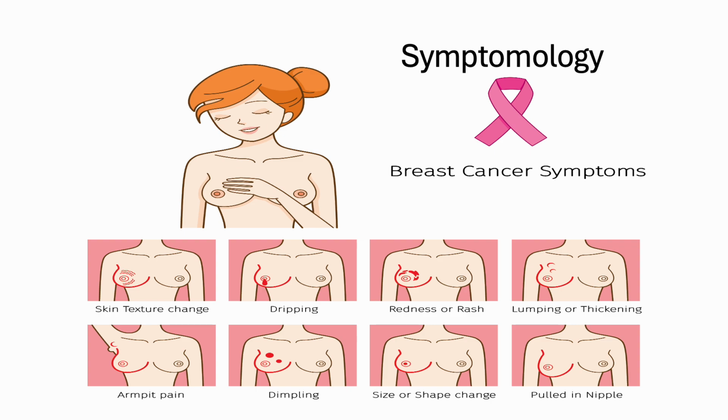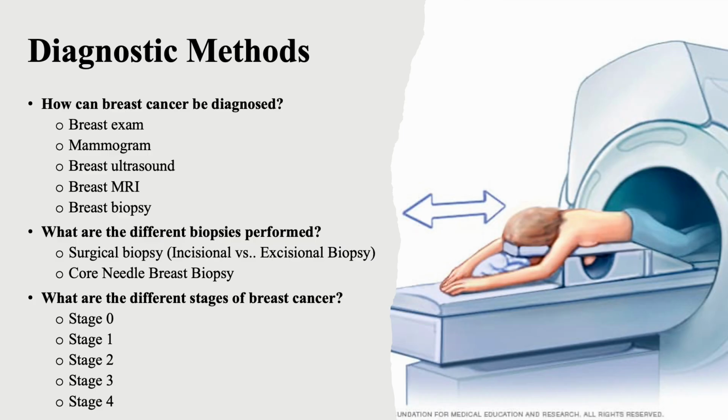Symptomology. Breast cancer can manifest itself in different areas. In this slide, we will talk about the different diagnostic methods that are used to diagnose breast cancer. So how can breast cancer be diagnosed? Breast cancer can be diagnosed through a breast exam, a mammogram, a breast ultrasound, a breast MRI, or a breast biopsy.